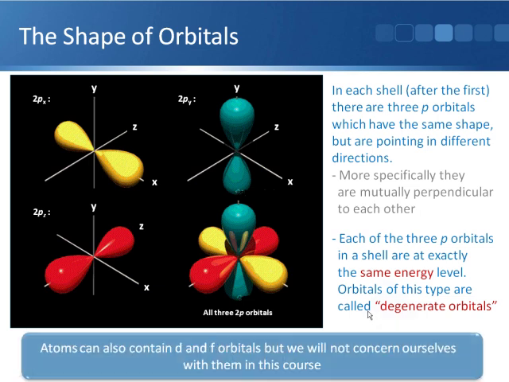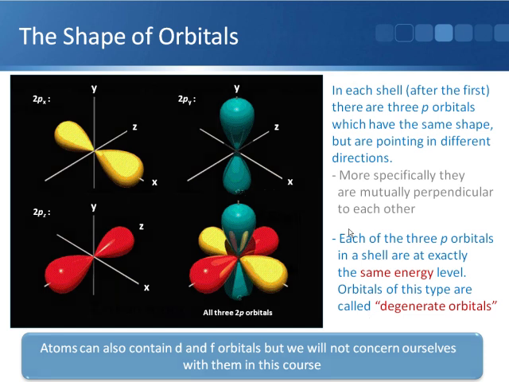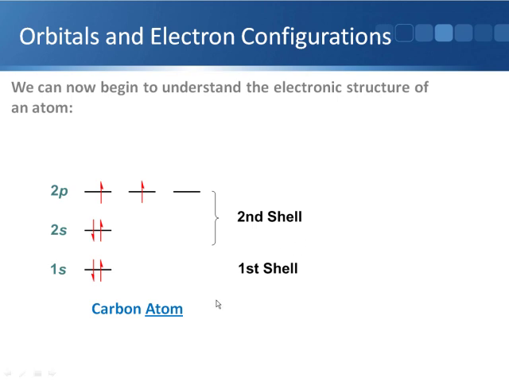Atoms can also contain d and f orbitals, but we're not going to concern ourselves with them in this course. We only need to know about the s and the p orbitals. And then we just quickly at the end looked at what we now understand about this electron configuration diagram for a carbon atom.